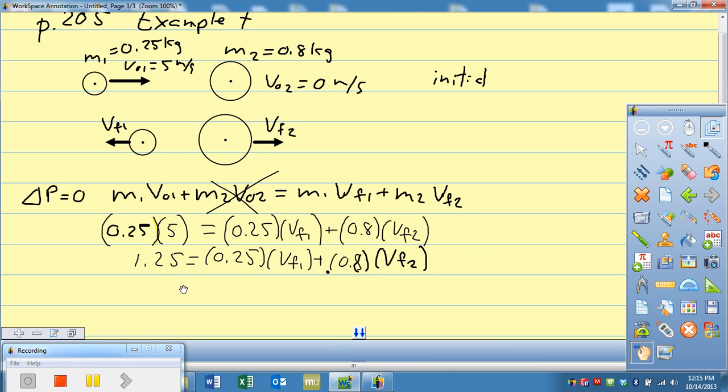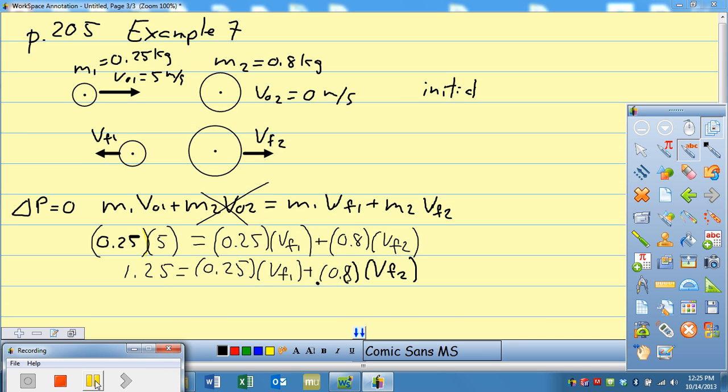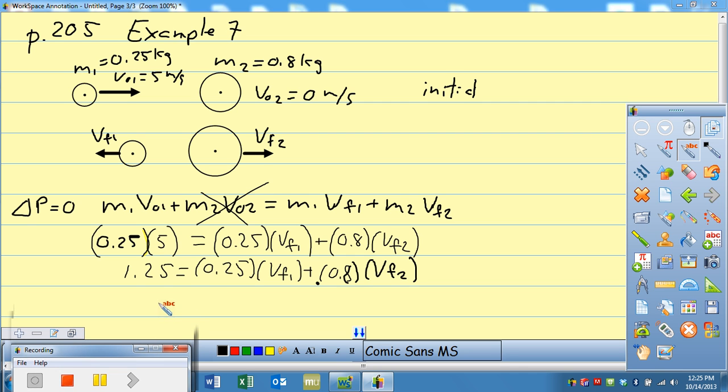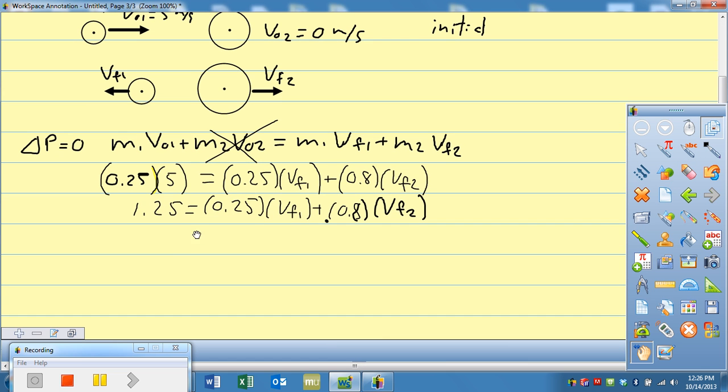Maybe I should pause it for a second and try to figure out this problem. Okay, I think we got the problem figured out. Now, the next question is, so there we have our first equation. That's our equation for momentum. Now, let's see. I can actually use this thing, now that I understand how to work it, to move this up.